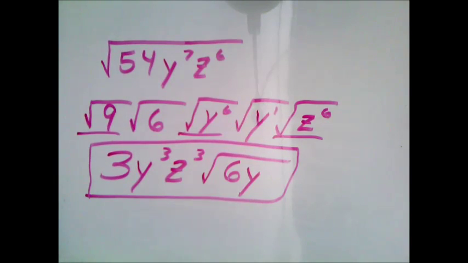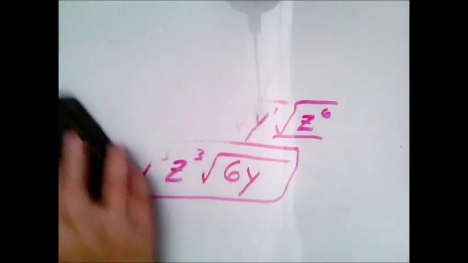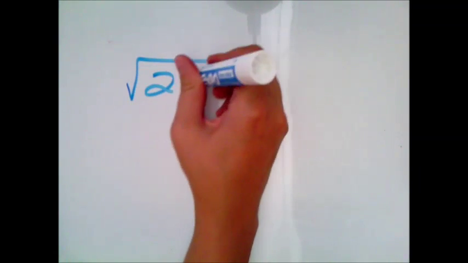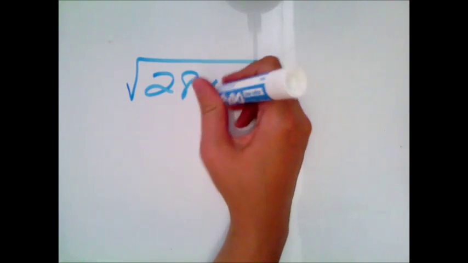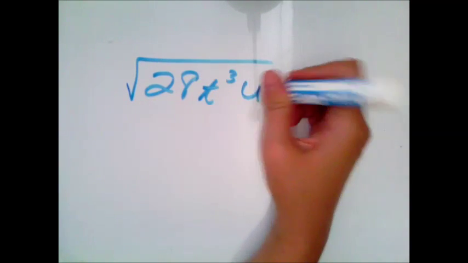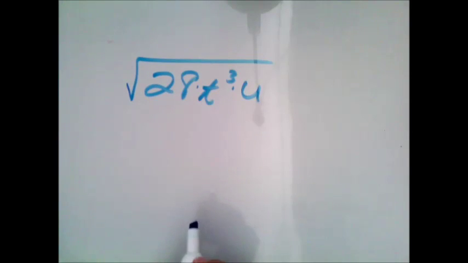All right, let's try another one. Square root of 28 t to the 3rd u. So they're all multiplied by each other, so I can split them up however I want.